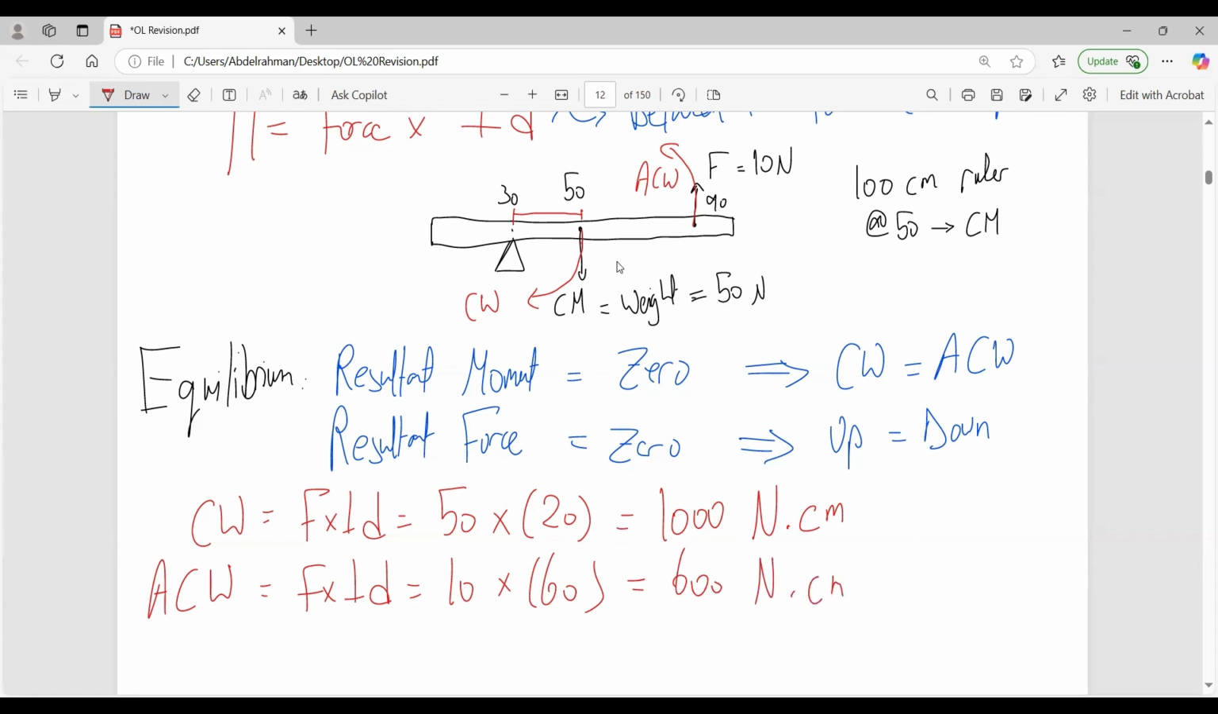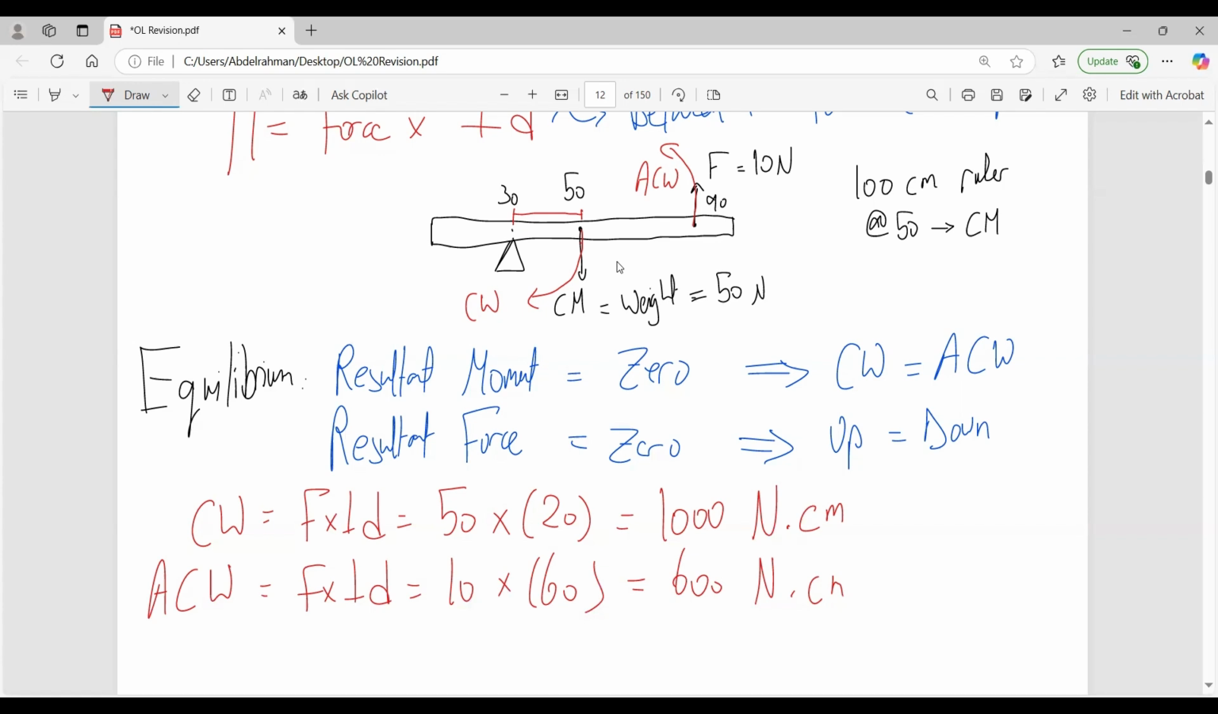So this beam is not in equilibrium now. It's not in equilibrium. Which moment is greater? The clockwise moment is greater, by 400 newton centimeters. So this beam will now rotate in a clockwise manner, by an amount of, let's say, 400 newton centimeters.